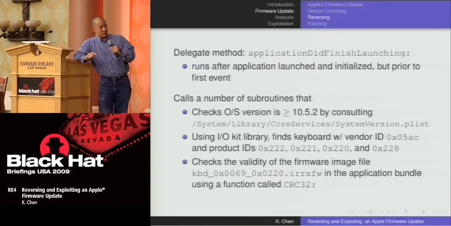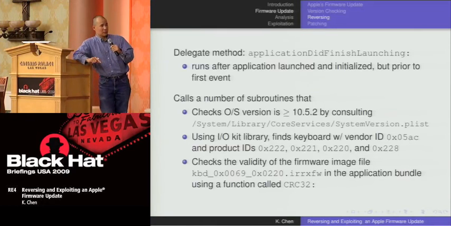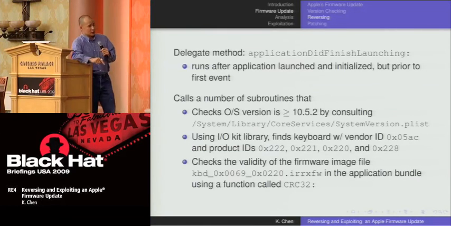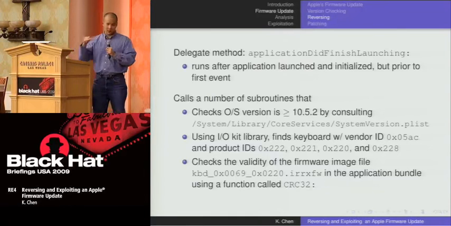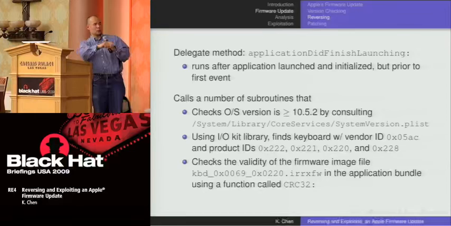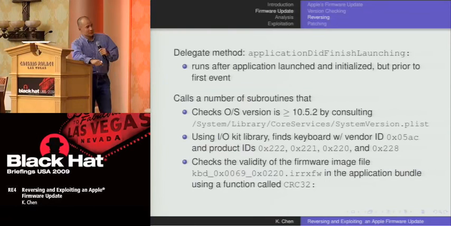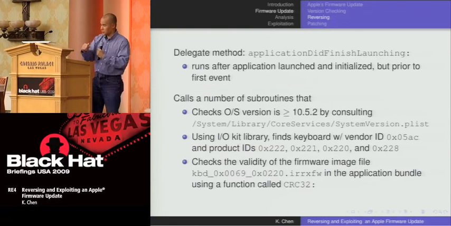If you disassemble and look at it, it checks the OS version to make sure that you have 10.5.2 or higher. It uses the IOKit library, Apple's hardware interfacing library. It queries the USB bus and looks for devices that have a vendor ID of 5AC and product IDs 222, 221, 220, and 228 in that order. Then it also checks the validity of this file in the application bundle's resources directory, this KBD file, using a function called CRC32.